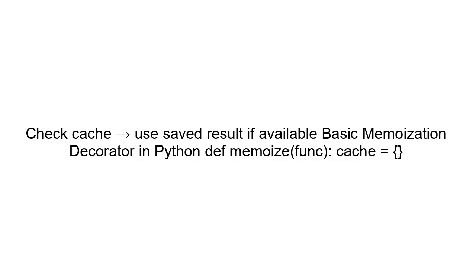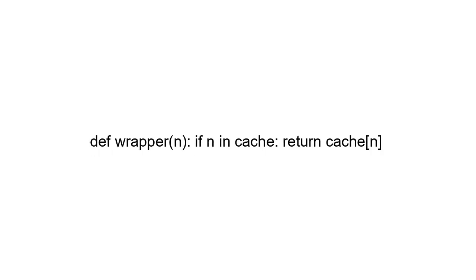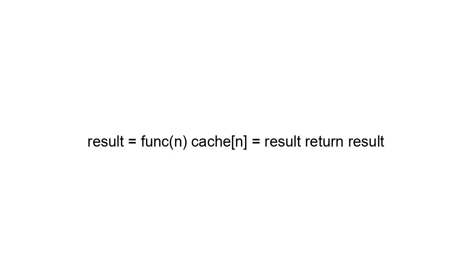Basic memoization decorator in Python. def memoize(func): cache = {}. def wrapper(n): if n in cache, return cache[n]. result = func(n). cache[n] = result. Return wrapper. This decorator stores results in the cache.